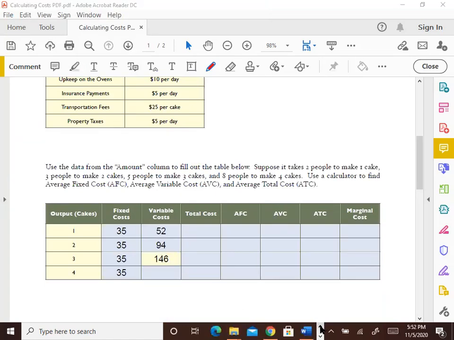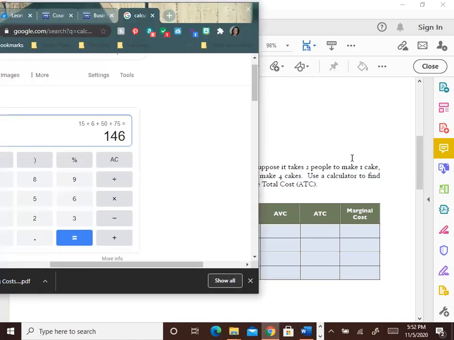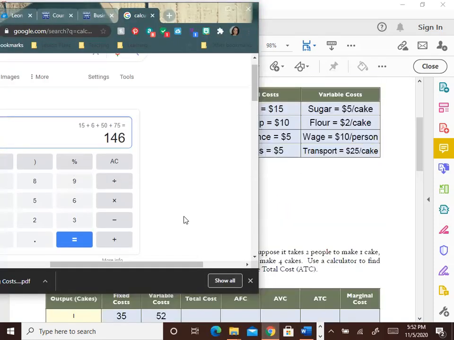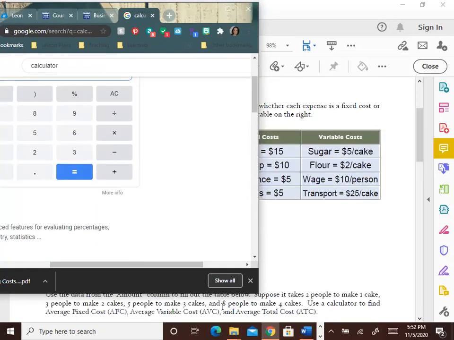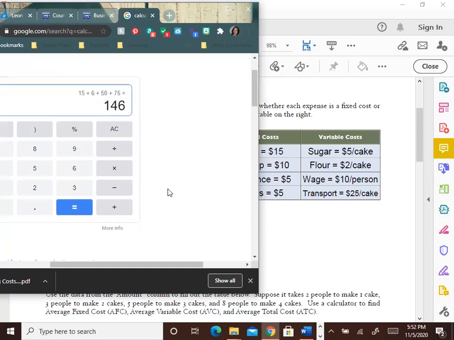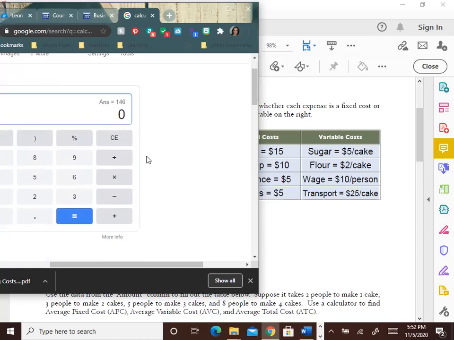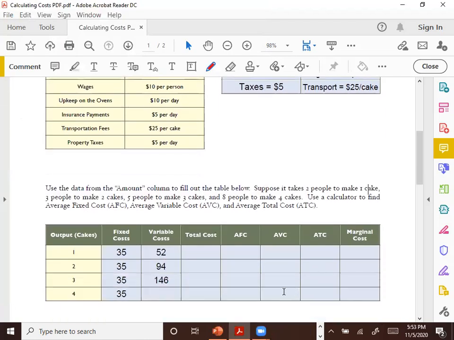And then our last one is 4 cakes. It takes 8 people to make 4 cakes. So that's $80 for wages. So we got 4 cakes. So 4 times 5 is 20. 4 times 2 is 8. And here we have 8 people to make 4 cakes, so 10 times 8 is 80. And then 4 cakes times $25 per cake for transport is $100. So that's 208.